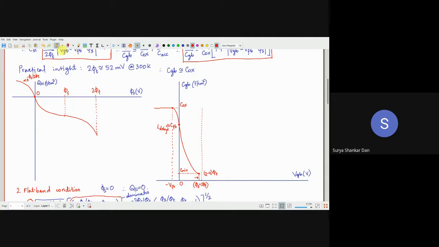What will happen is there is going to be a very sharp increase in the capacitance until it reaches here. Why? Because the moment moderate inversion starts at phi s equal to 2 phi f, within this 3 to 4 phi t, this is around 0.075 volts to 0.1 volt. Within this small region, it is going to accumulate electrons like anything in the inversion region.